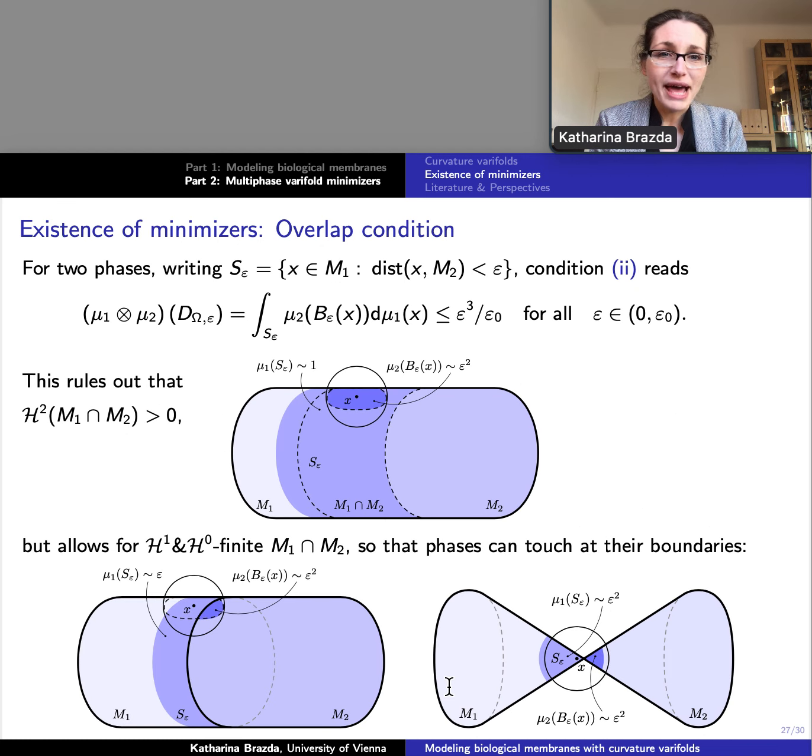So let me briefly comment on how we guarantee that the individual phases VI overlap precisely at their boundary. Our condition estimates the scaling of the product mass of a strip around the diagonal in omega cross omega. And in case of two phases, the condition looks like this. And one sees that this rules out intersections with positive H2 measure, yet still allows intersections with finite H1 or H0 measure, that is, overlap at boundary lines or isolated points is allowed.